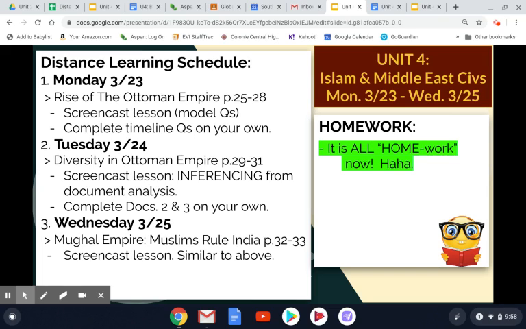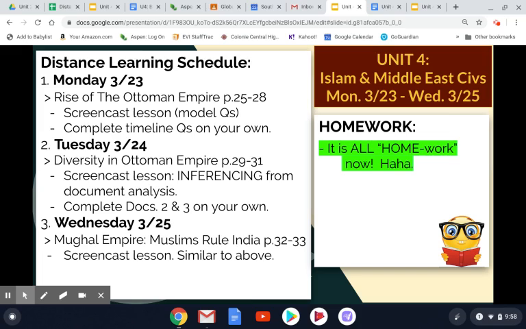And I want to take some time today to just post a little screencast video so that you know what we're going to be doing as our first task for the first 3 days of this week, and to go through some modeling questions with you to get you started on those tasks. So on our starter screen here, let me just give you a little layout of our schedule for this week, Monday, Tuesday, and Wednesday. Today, we're going to be going over the rise of the Ottoman Empire.